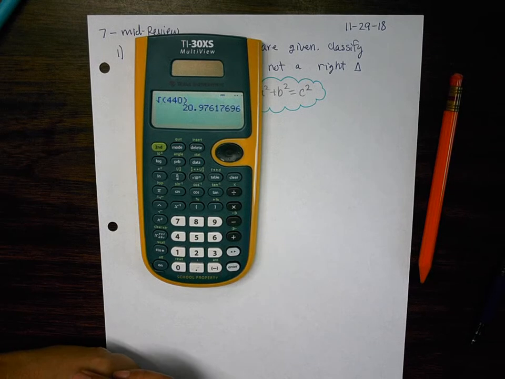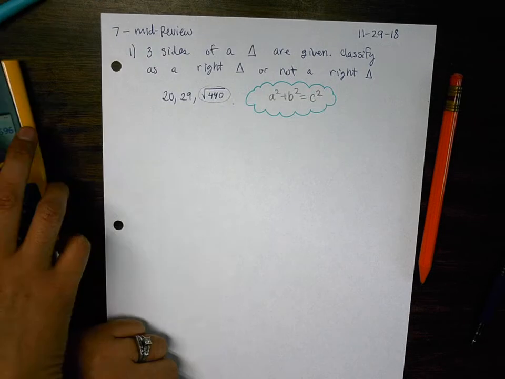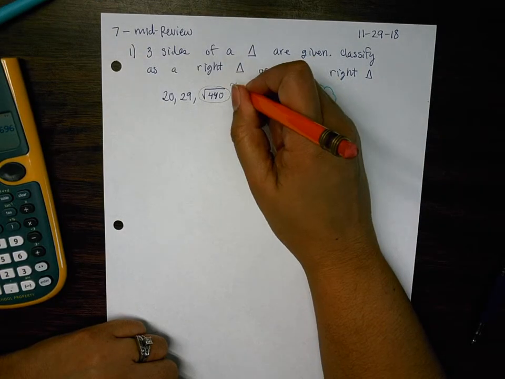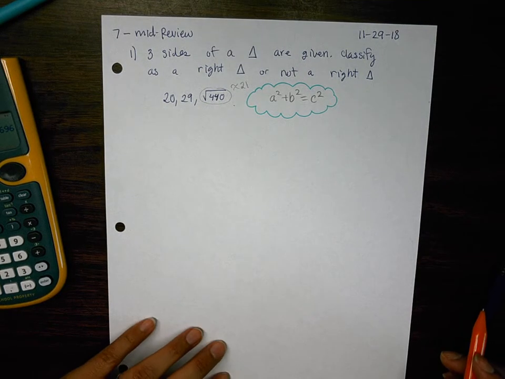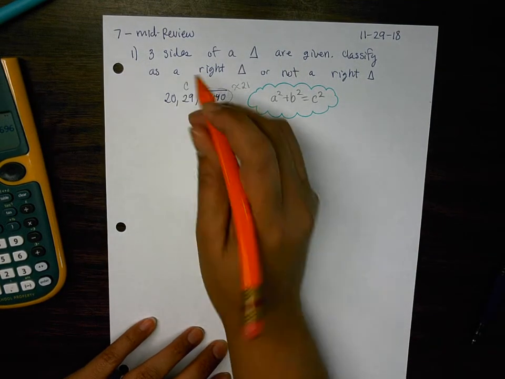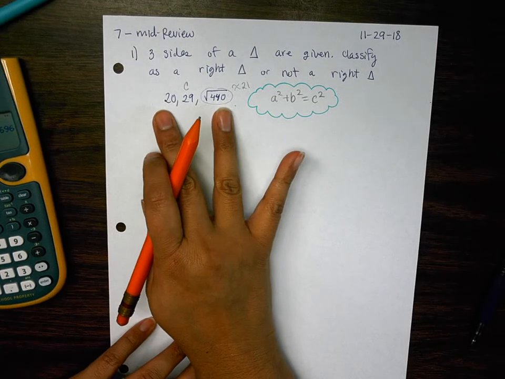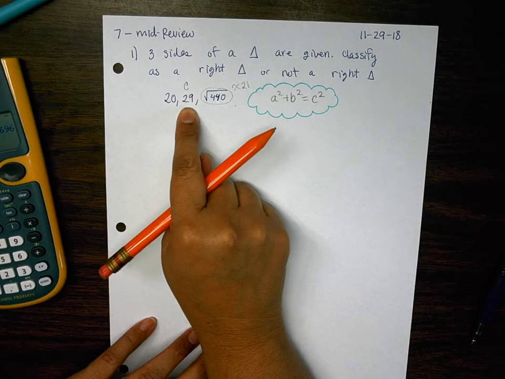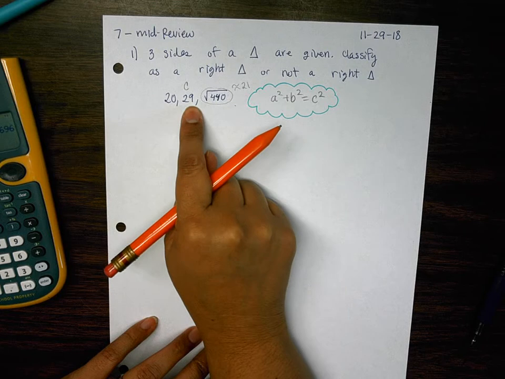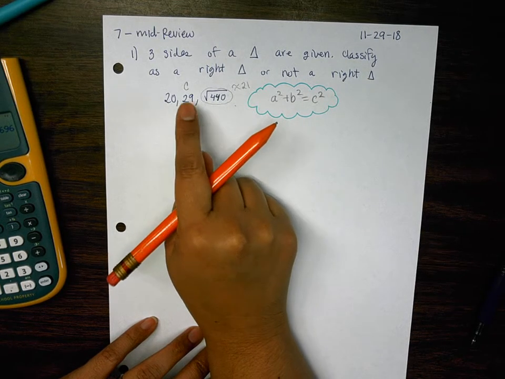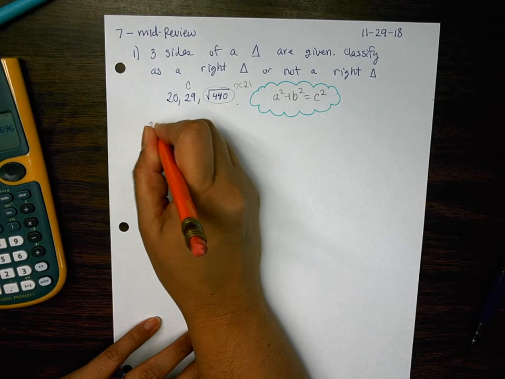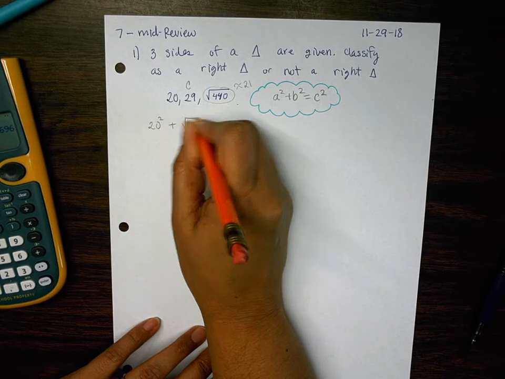What was the number? 440 equals, and what does it come out to be? 20.9761. I'm going to round that to 21. Which one's bigger, 20, 29, or 21? 29. So this is the C. It does not matter from these two which one's A or B as long as C is 29. Why does C have to be 29? It's the biggest number, and C is always your biggest number.